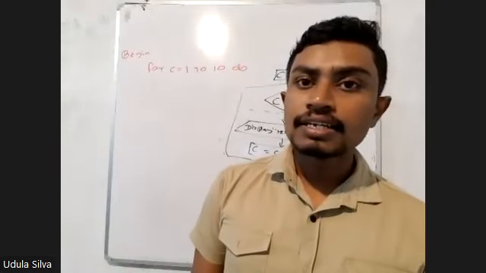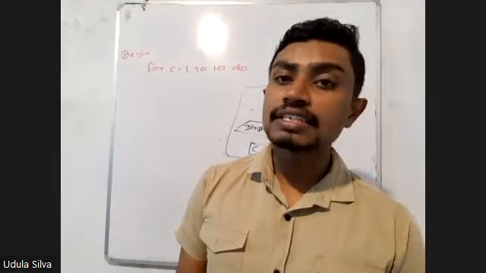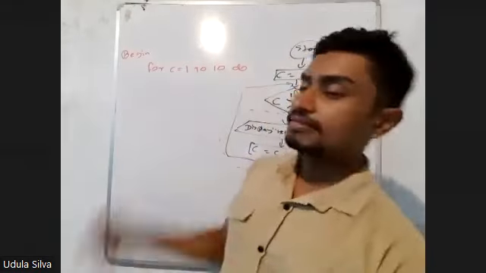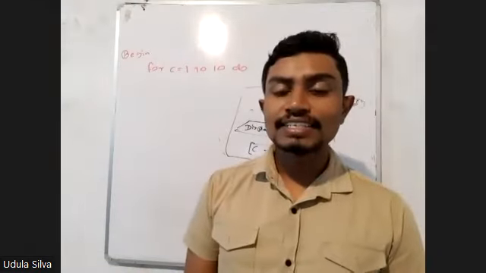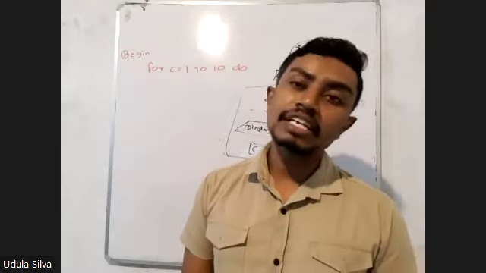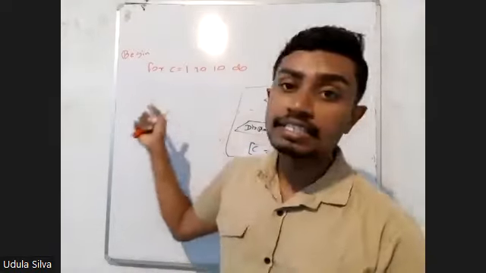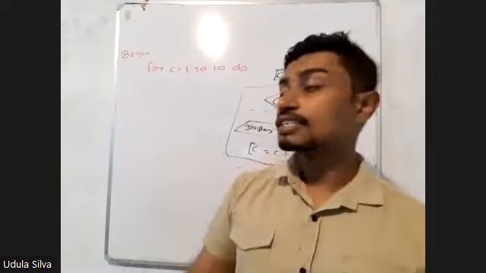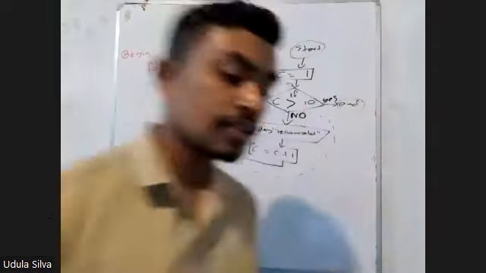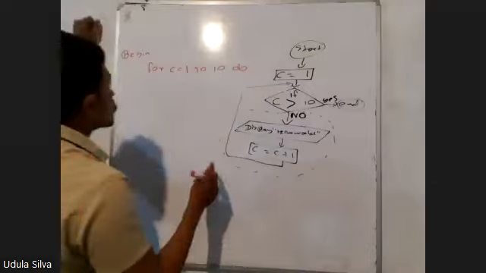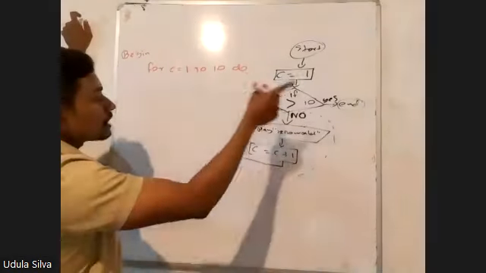Right? And what is the condition? Up to which part? Up to 10. See? Starting value, the condition and the increment, all are here in the range. In the range we have everything. Okay? Right. So for C equal 1 to 10 do.